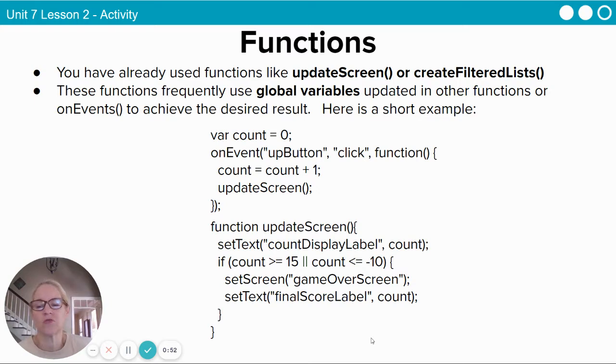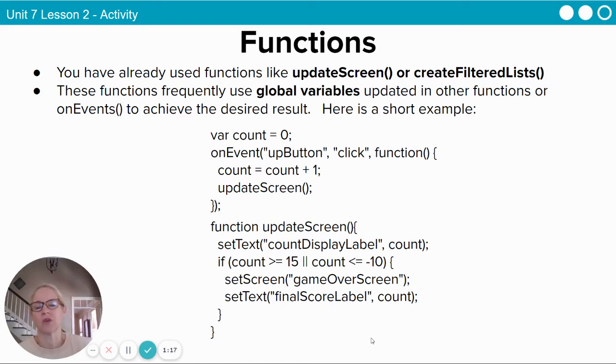You have already used functions like update screen or create filtered lists in past lessons. These functions frequently use global variables that have been updated in other functions or set at the beginning of your code, or updated in on events when a user clicks a button to achieve the desired result. So here's a short example from some previous code.